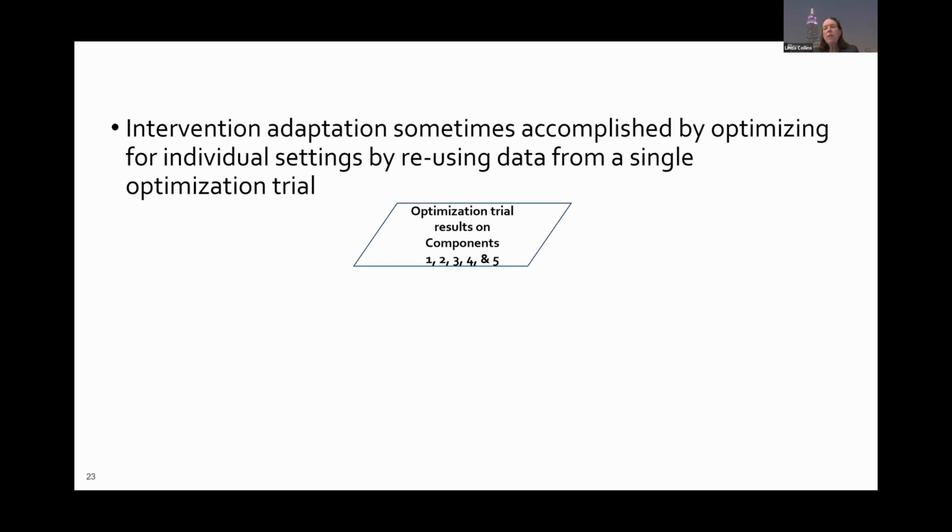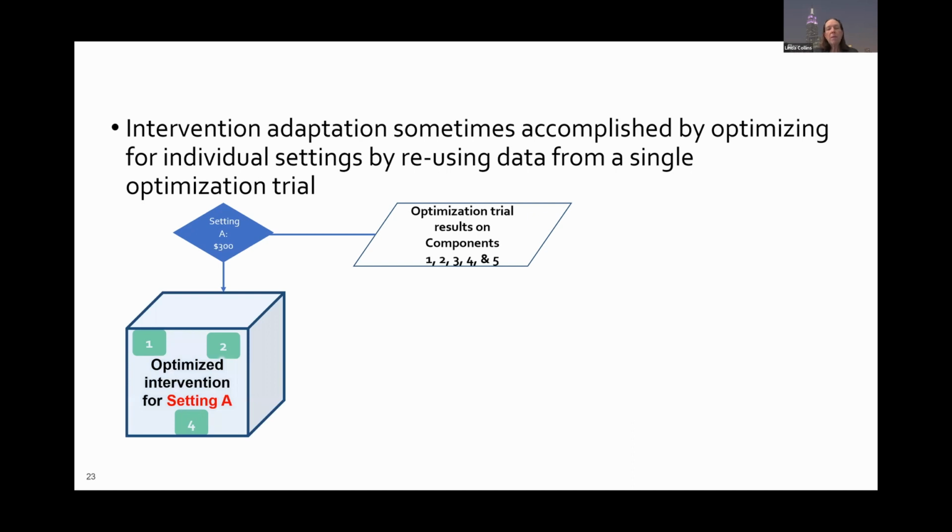Suppose you've conducted an optimization trial. You have the results. There were 5 components. I'll just call them 1, 2, 3, 4, and 5. And you have 2 different settings that you're interested in developing interventions in. And let's say that the results of the optimization trial can reasonably be assumed to generalize across these 2 settings. So setting A can afford $300 a person to implement the intervention.